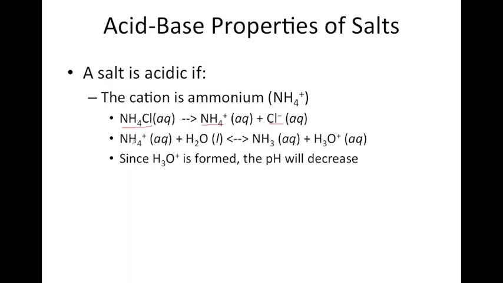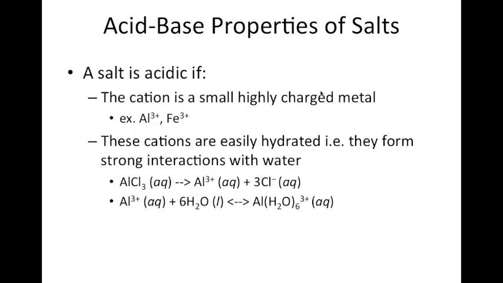So the ammonium ion, once it's formed, can undergo a second reaction where the ammonium ion reacts with water and transfers a proton to water since it's a weak acid, forming ammonia and hydronium ion. So since the hydronium ion is formed by the ammonium ion, the pH will be lowered, and therefore salts that have ammonium ion, which is a weak acid, are considered acidic salts.